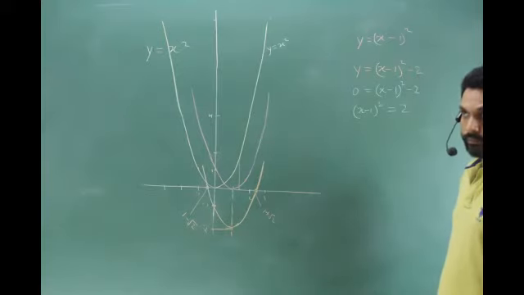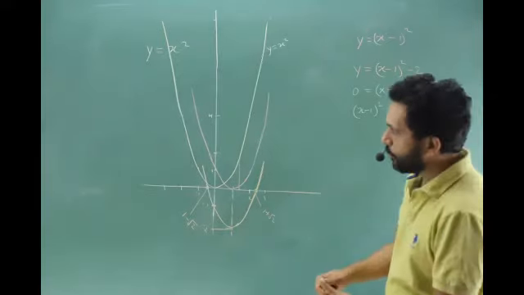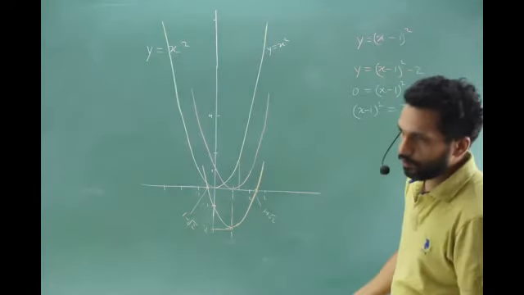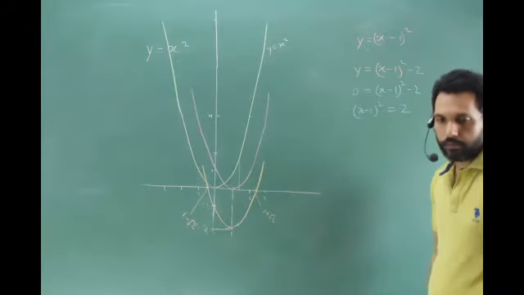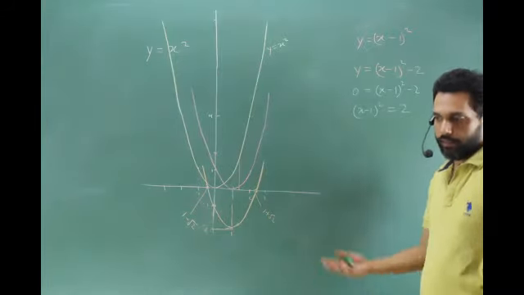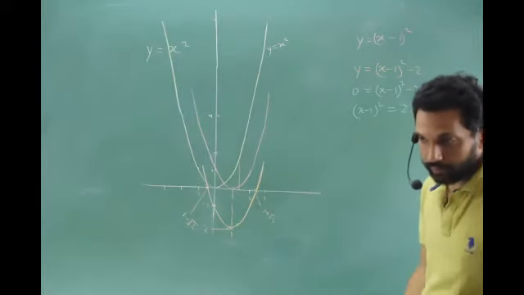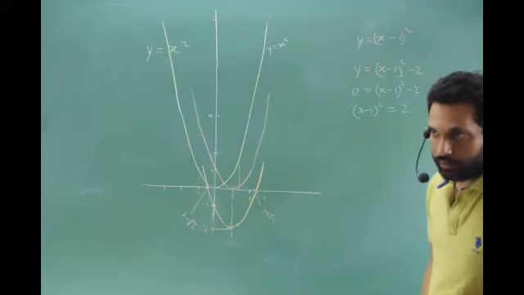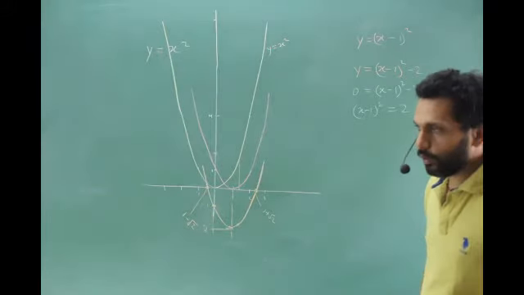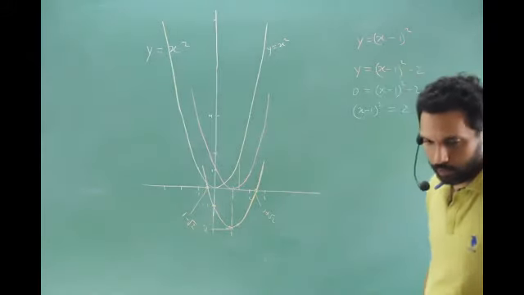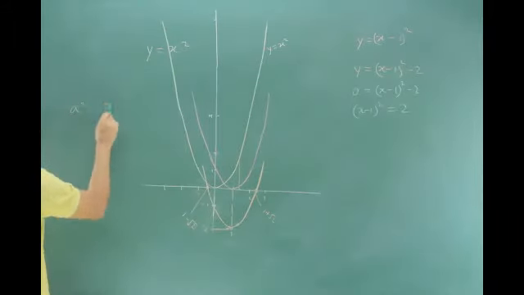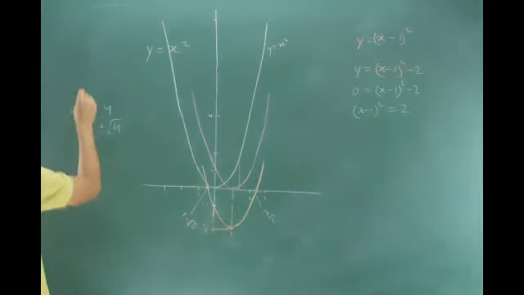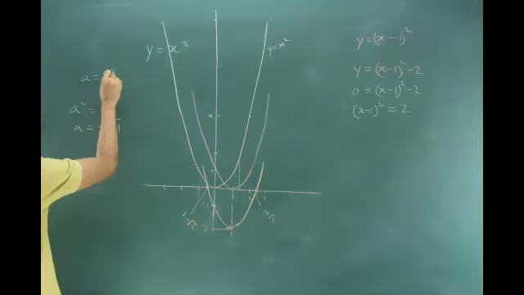If I say a square is equal to 4, what can a be? 2 or minus 2. We discussed last time, no? Plus minus 2. For anything, a square is equal to 4, so a can be plus 2 or minus 2, right? A square equal to 4 means a is equal to plus minus root 4. It doesn't mean a is equal to only root 4, not at all.